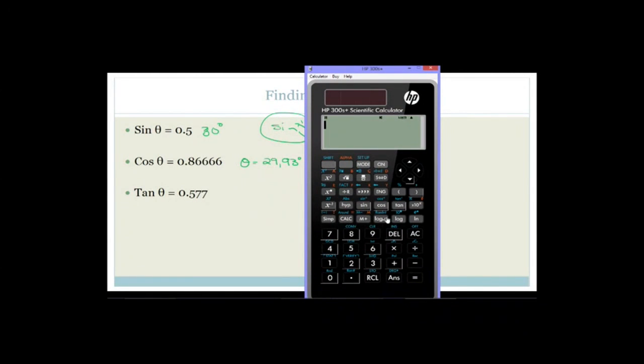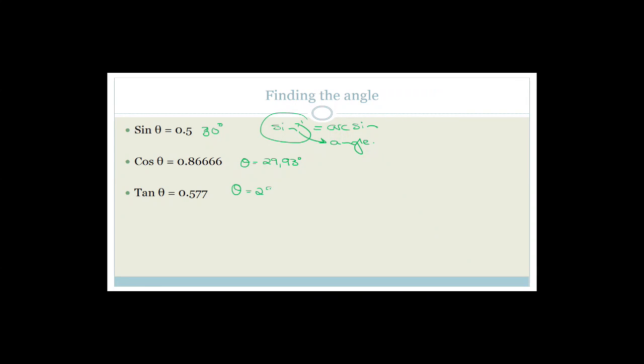And then finally, tan. Okay, so tan is going to be shift tan 0.577 close bracket equals, and this one is 29.98. The reason I included this one is because a lot of my students will think, okay, we're rounding off to two decimal places, and they go, well, this 9 will round up the 4 to a 5, and the 5 will round up the 8. No, you're only looking at the third decimal, and the third decimal is a 4. So therefore, this is rounded down to an 8. So it's 29.98. So therefore, theta equals 29.98 degrees.